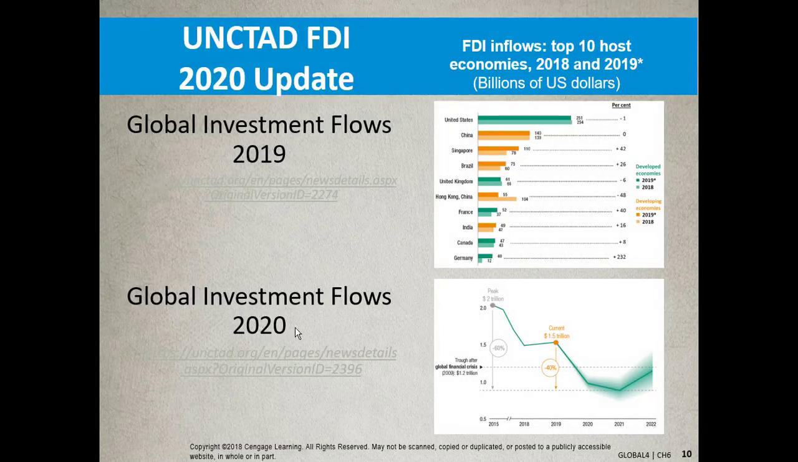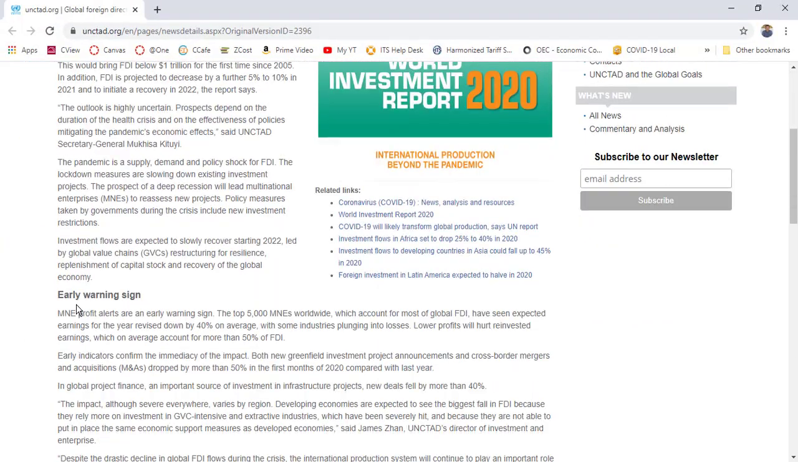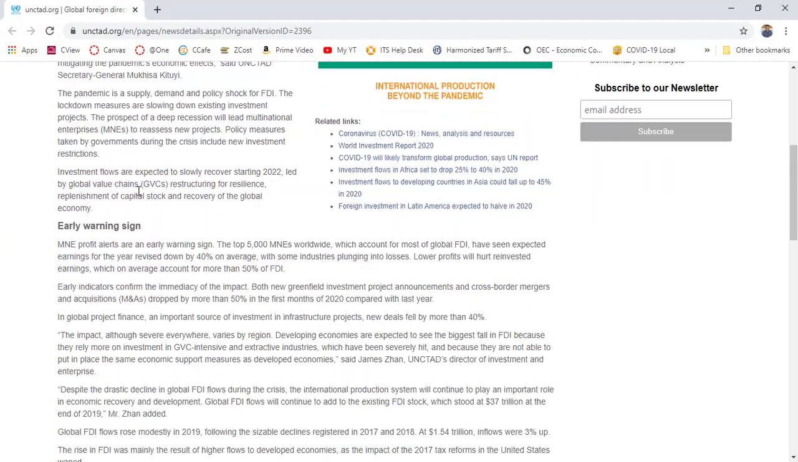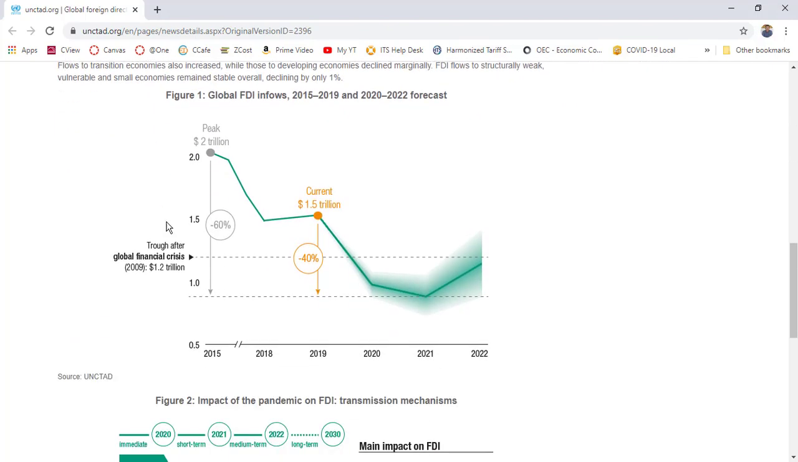Now, global investment flow update for today, 2020. Let's see what we got. It's ugly. You know it's going to be ugly, right? So it starts with early warning signs. And what you have here is showing you from 2015, right? And remember that this is where again, the lowest point in the financial crisis, 2009, was right here for FDI inflow worldwide, right? So this is inflow into countries worldwide.